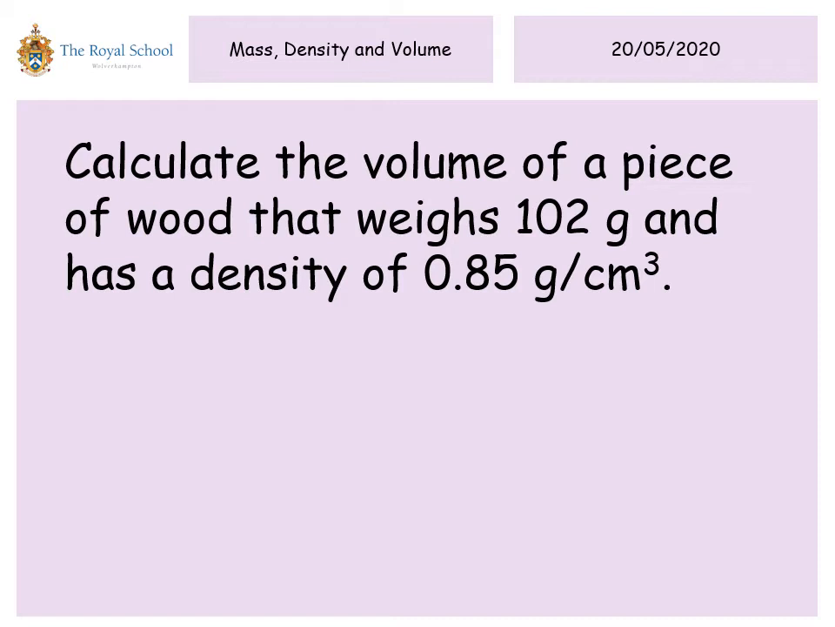Next question, calculate the volume of a piece of wood that weighs 102 grams and has a density of 0.85 grams per centimetre cubed. So pause until you're ready.